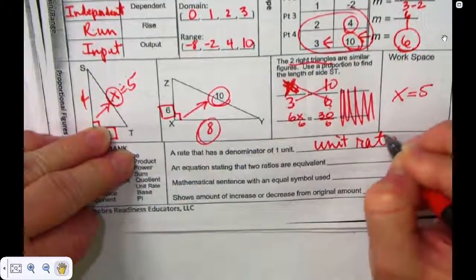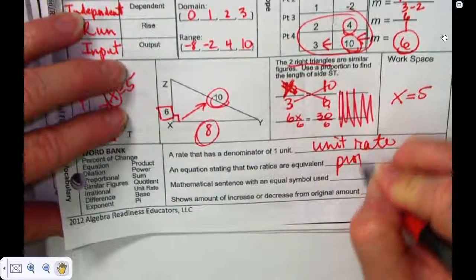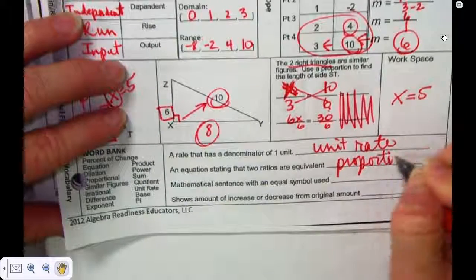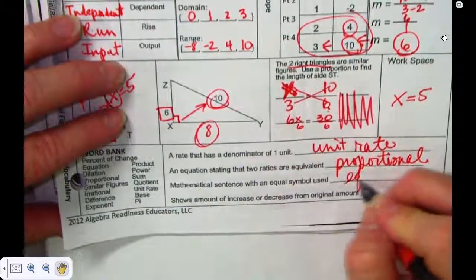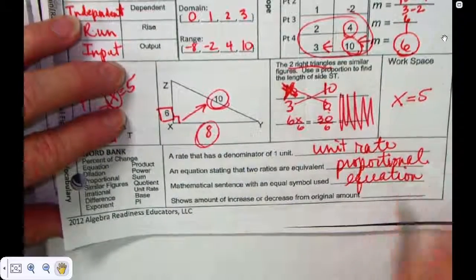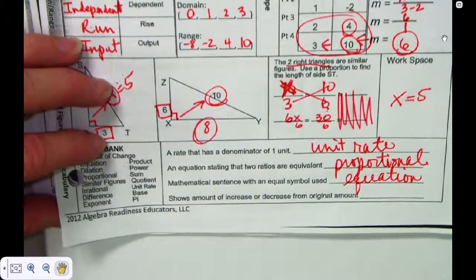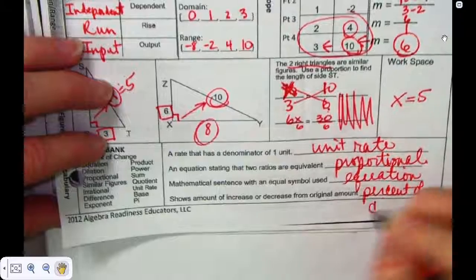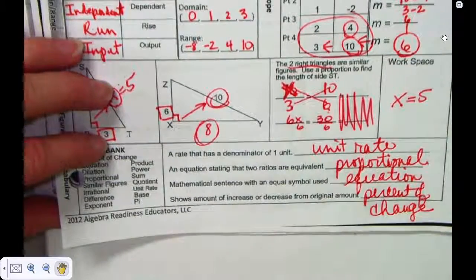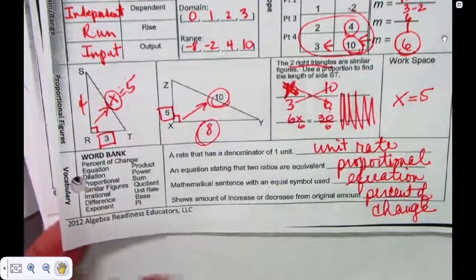A rate has a denominator of 1 unit. Unit rate. An equation stating that 2 ratios are equivalent. I don't really like that, but that's the only one that fits. Mathematical sentence, equation, mathematical sentence with an equal symbol, and then shows the amount of increase or decrease, percent of change. We've got to work on percent of change again. We hadn't done it this year. Y'all did it last year. We got to work on that one day. Okay, put this in warm-ups.